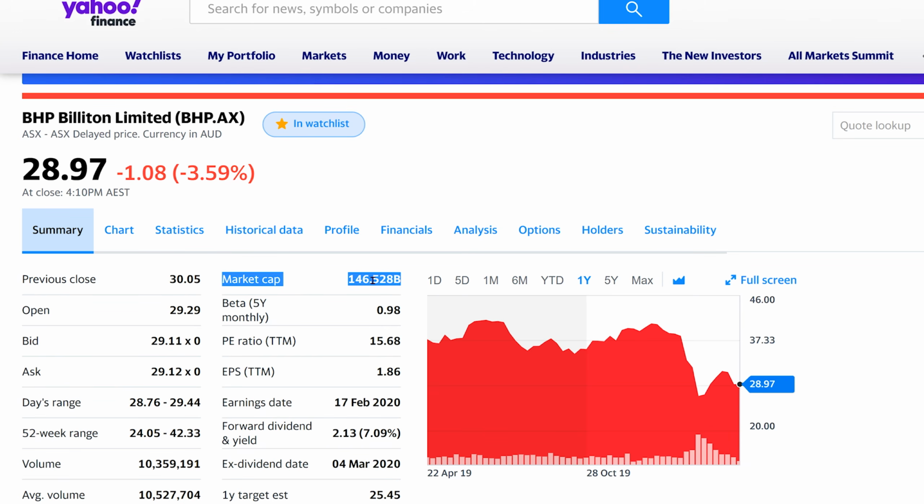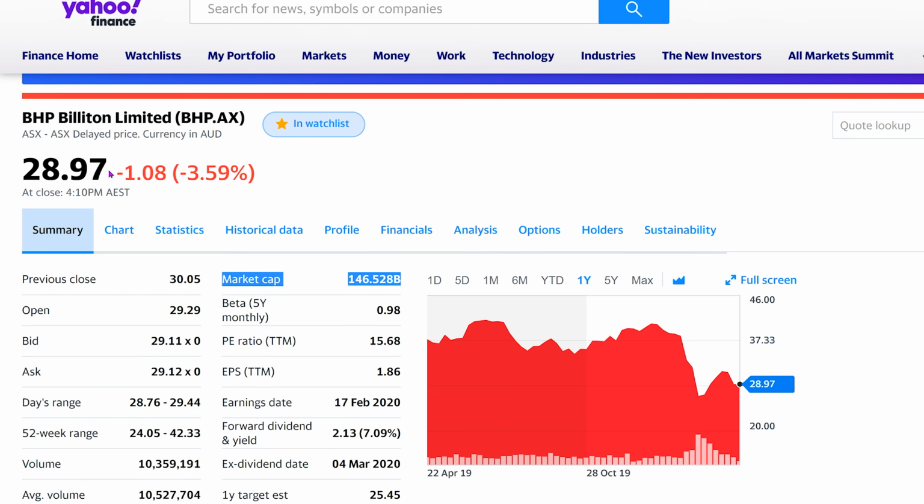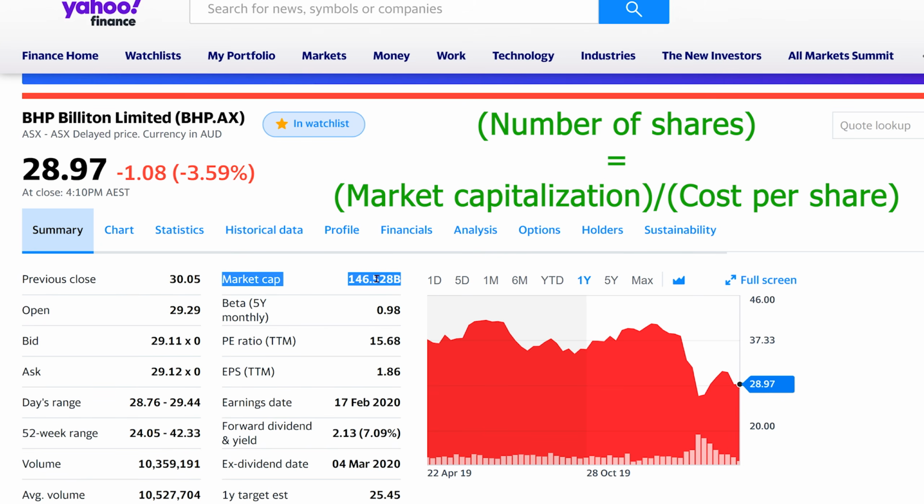The way to calculate this market cap figure is to take the current stock price and multiply that by the amount of shares owned, or the amount of shares outstanding, which is the technical term. So to reverse engineer that, you take 146 billion divided by the $29 and you'll get a figure around 5 billion, which means that there are 5 billion shares outstanding in BHP stock.